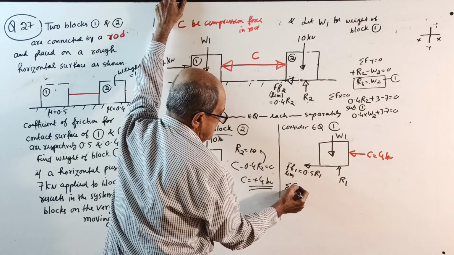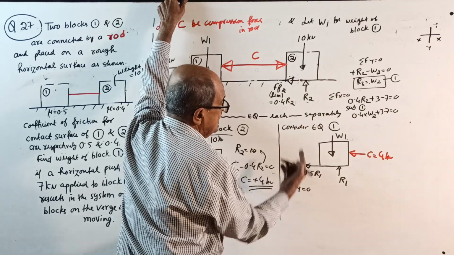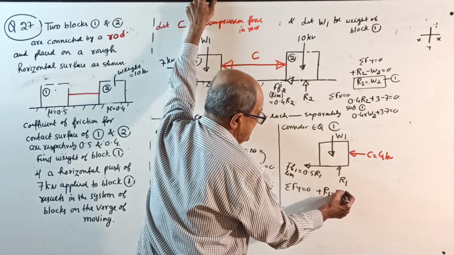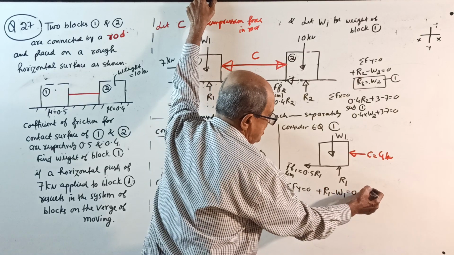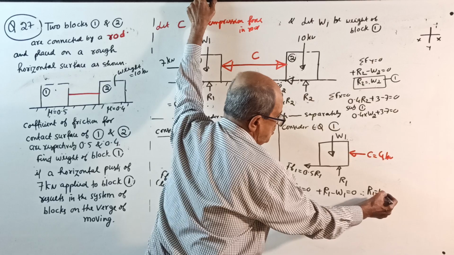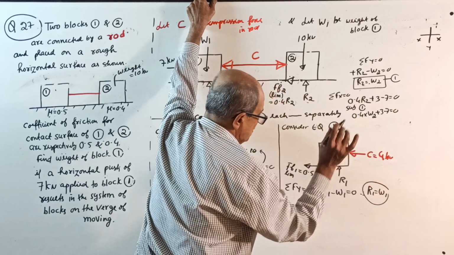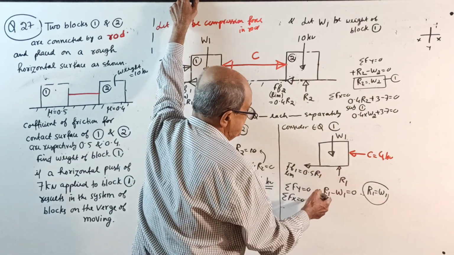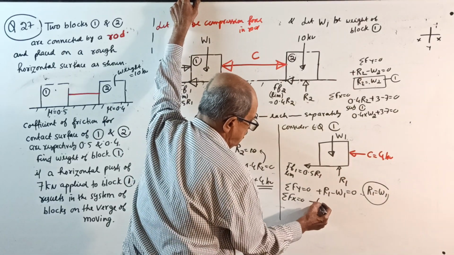Sigma Fy equals 0, take upward positive. What you get? Plus R1 minus W1 equal to 0. Therefore, R1 equal to W1. Equation is not required. Sigma Fx equals 0. Right side positive. Minus 4.